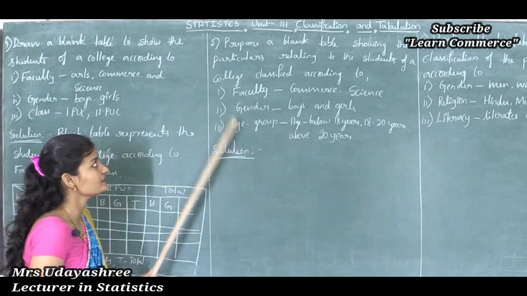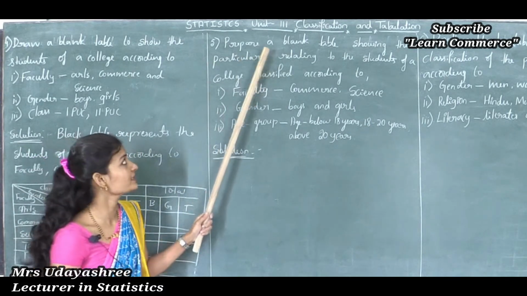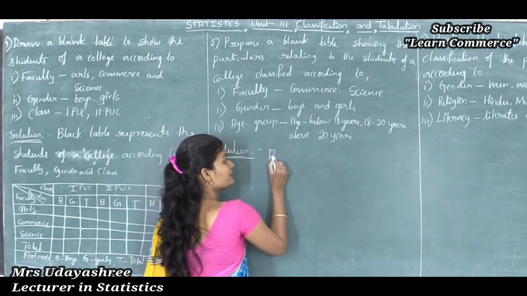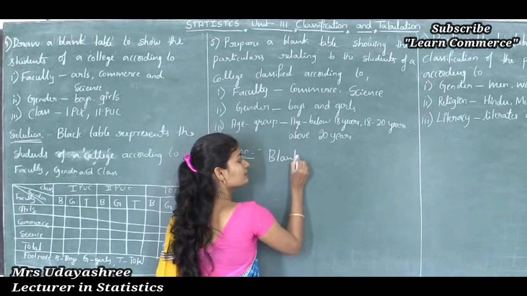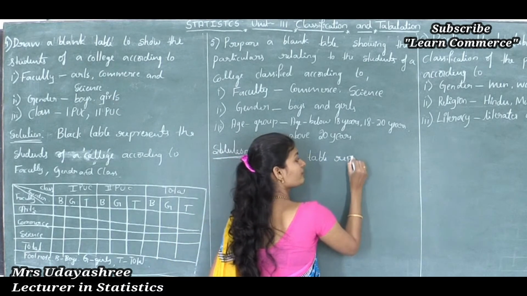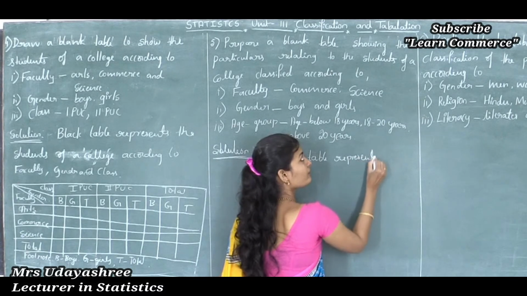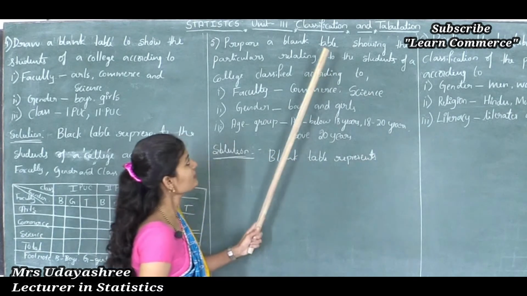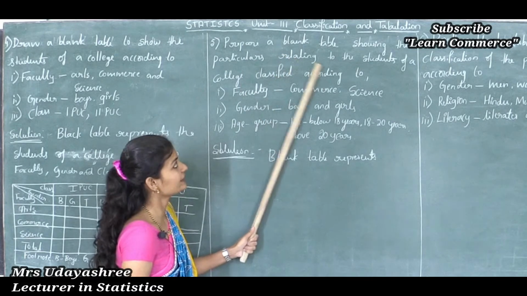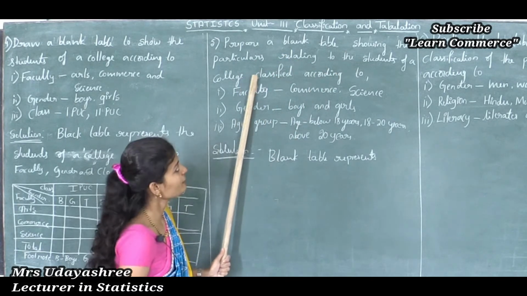Let's see the title. So the title is like this. See the question, that is prepare a blank table. So prepare a blank table in the sense what? Here the blank table shows the particulars relating to the students of a college.